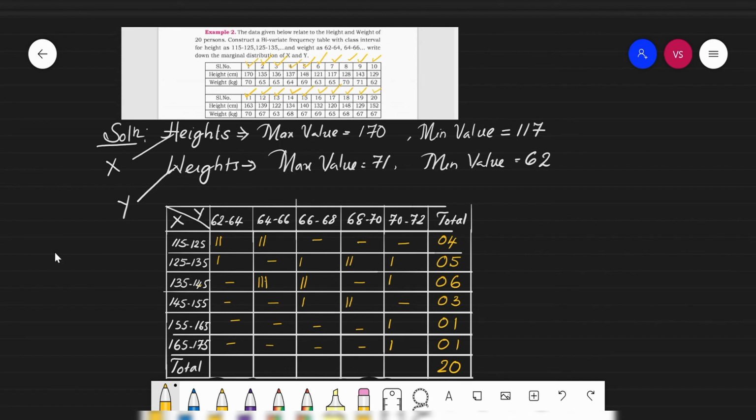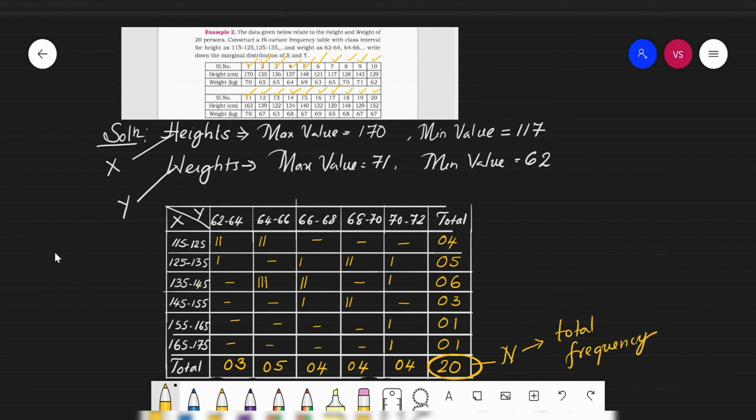Likewise, in the column wise also, when we add this, 2 plus 1 is 3. Then here we have 5. Then here 4. Then here also 4. Then here also 4. So this 20 is what we call n, and in other words, it is the total frequency.